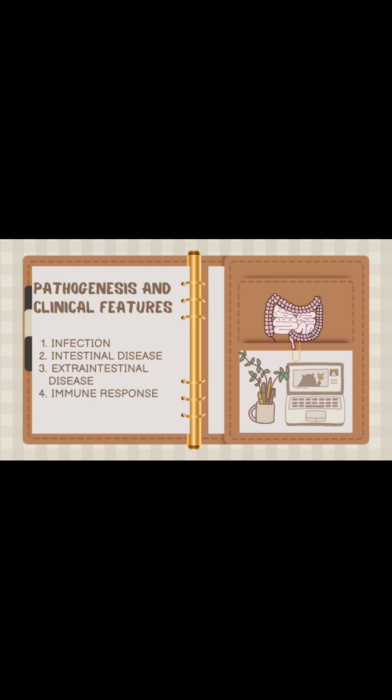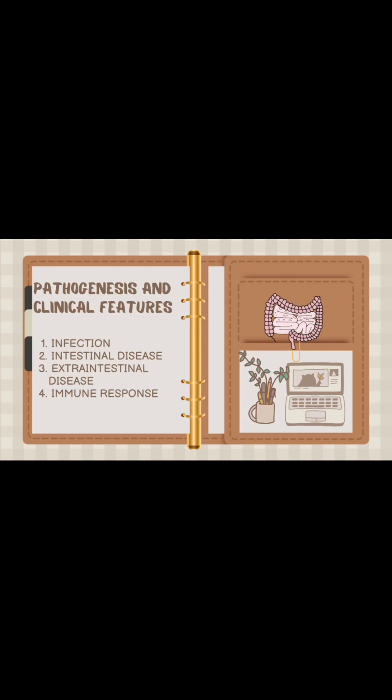Next is the intestinal disease. In most cases, the infection remains asymptomatic. However, in some individuals, the trophozoites can invade the intestinal mucosa, leading to amoebic colitis. This can cause symptoms such as abdominal pain, diarrhea, and mucoid stools.